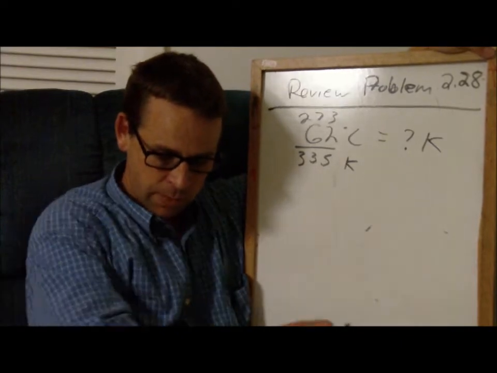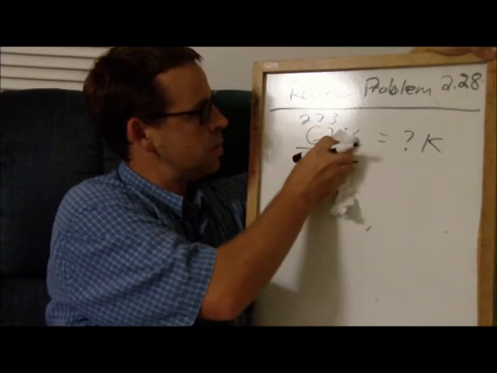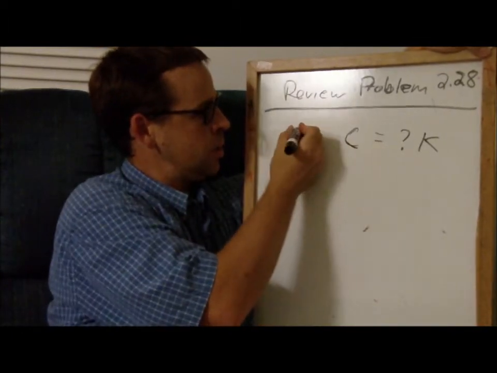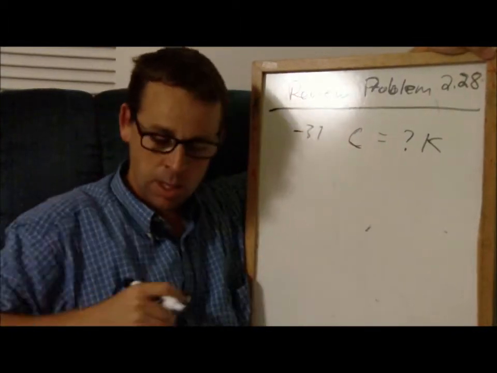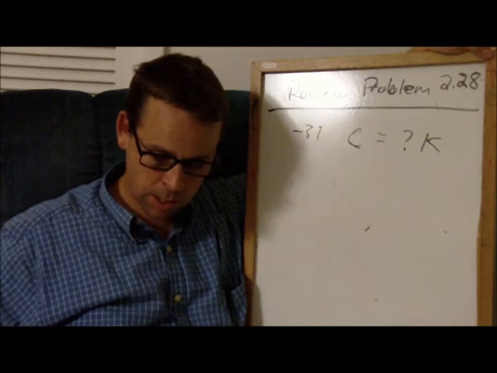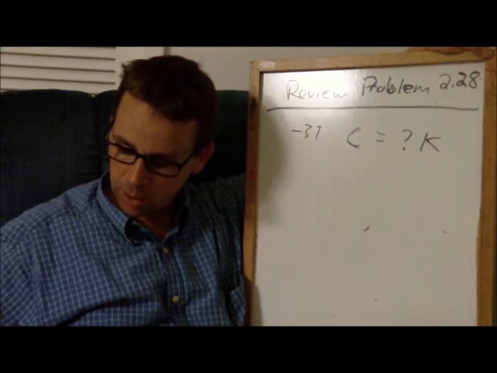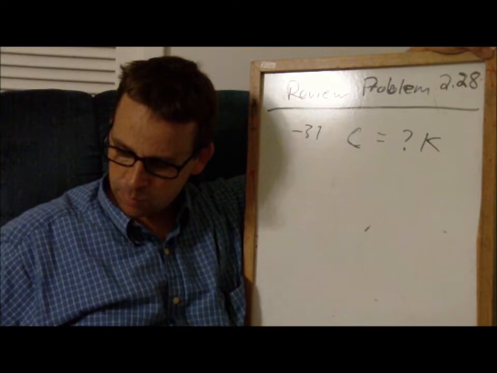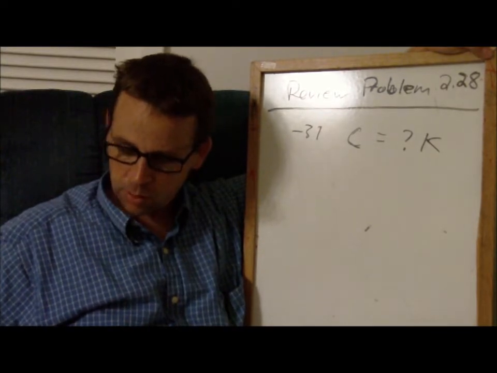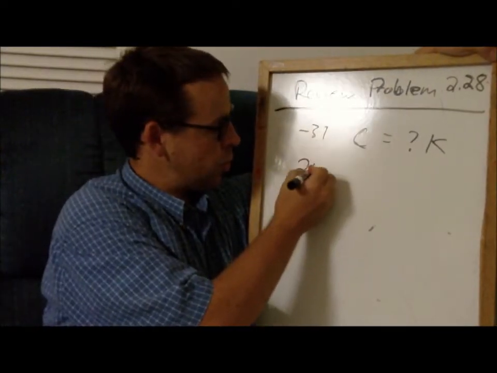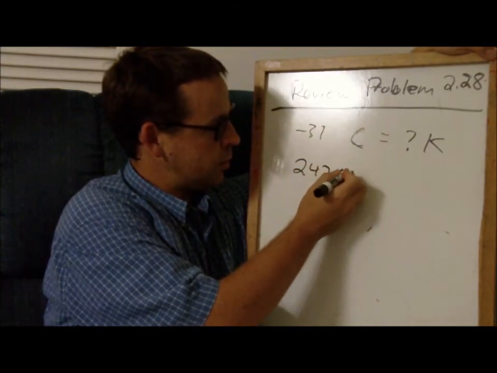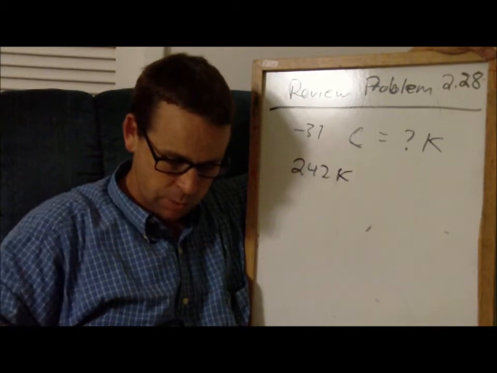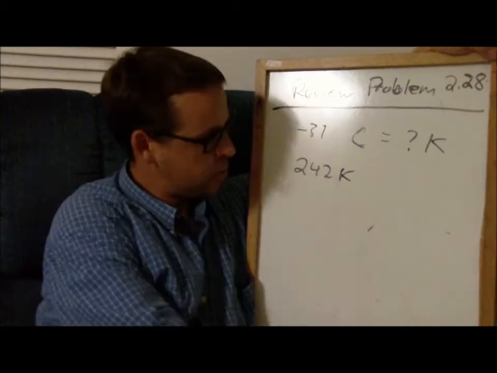All right, if I have negative 31 degrees Celsius, then what is my degrees Kelvin? Well, I take negative 31 and I add 273 and I get 242 Kelvin. All right, and that's number 28. Number 30.